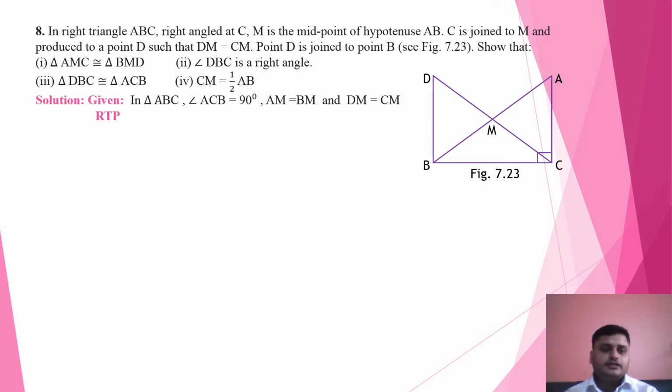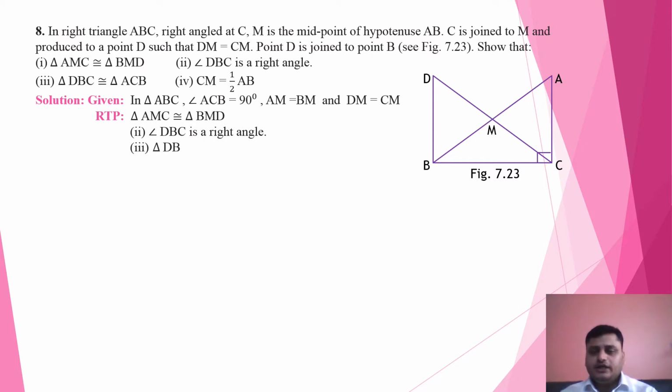Let's read the question carefully, what we need to solve in this question. You all can see this figure and it is asked that in right triangle ABC, right angle at C, M is the point on the hypotenuse AB, C is joined to M and produced to point D such that DM is equal to CM. Point D is joined to point B, as you all can see in the figure.